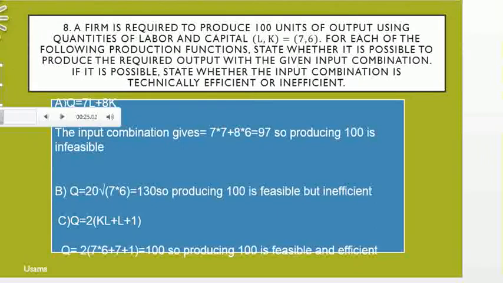Statement B. Q equals 20 square root of 7 multiplied by 6, and it is equal to 130. So it is feasible but inefficient because we need to produce 100. Statement C. Q equals 2KL plus L plus 1. Q equals 2 multiplied by 7 multiplied by 6, plus 7, plus 1, and it is equal to 100. So this statement is producing 100, which is feasible and efficient.